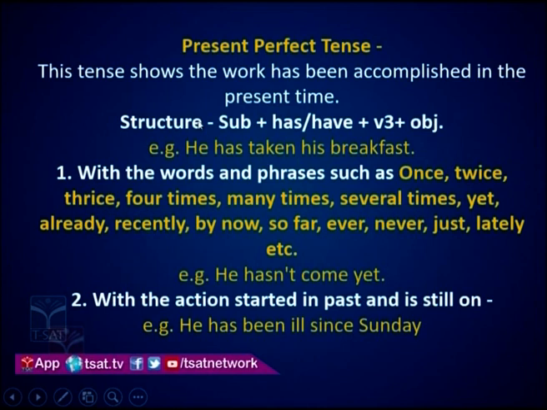Now the structure here is subject plus has or have plus V3 plus object. Example, he has taken his breakfast. Here subject he, has is present auxiliary verb, taken V3 form, his breakfast object. So the action has been completed here. He has taken his breakfast.